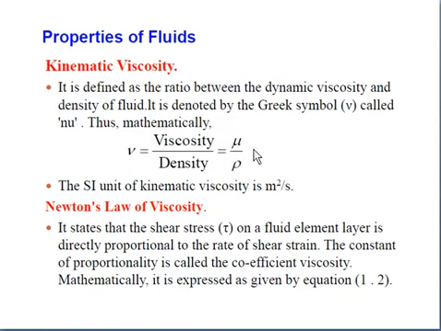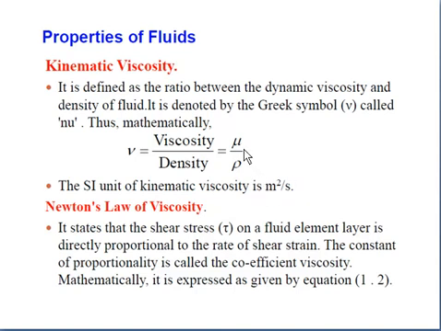Dynamic viscosity is denoted by mu, and kinematic viscosity is denoted by nu. Mathematically, kinematic viscosity is equal to dynamic viscosity divided by density. It is equal to mu divided by rho. The SI unit of kinematic viscosity is meter square per second.